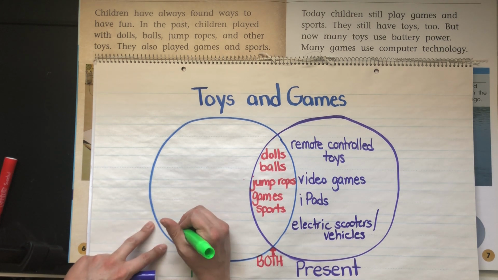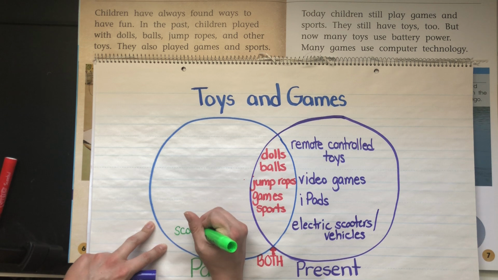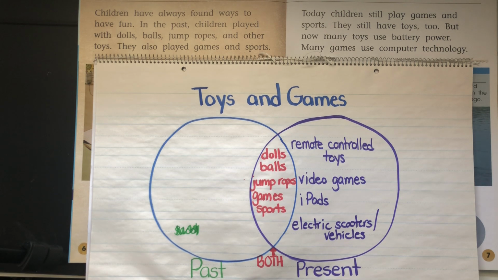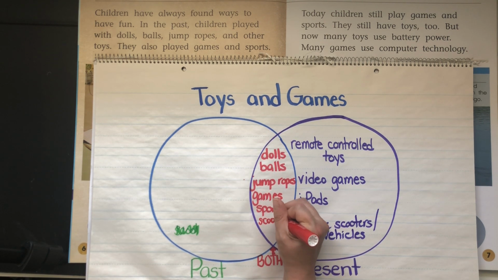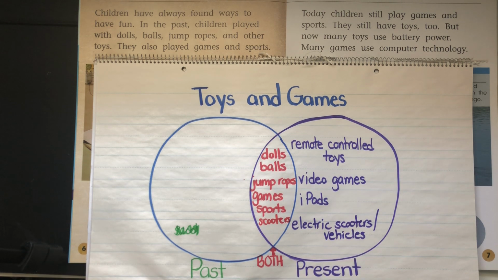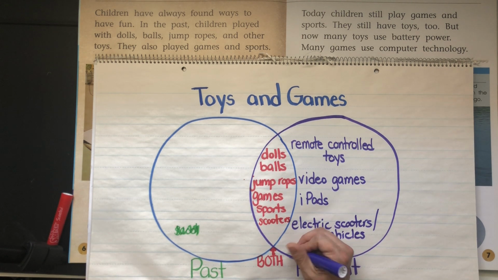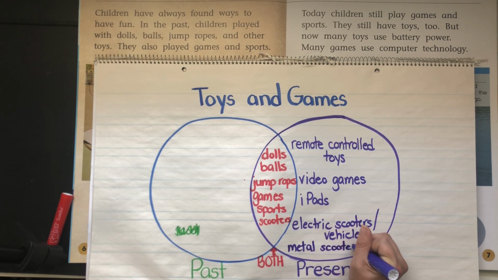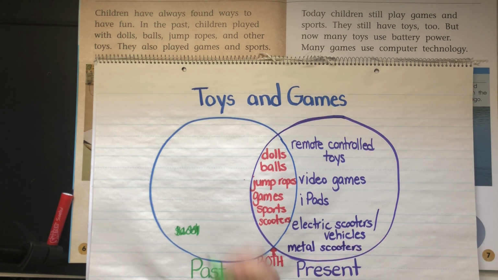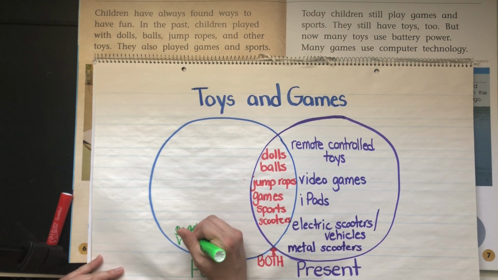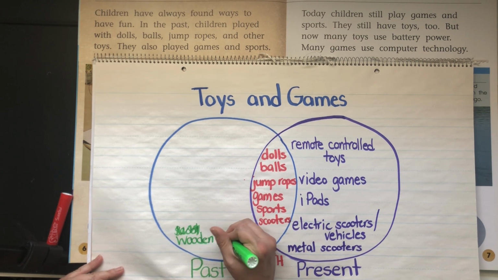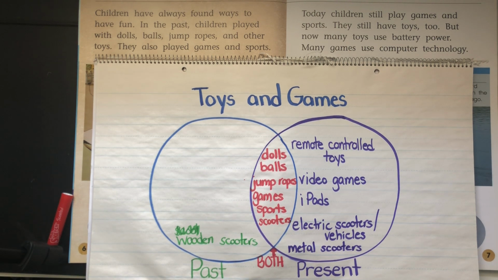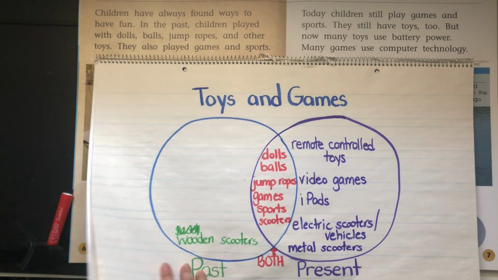And in the past, they just had regular scooters. But you have regular scooters, so come to think of it, you both had types of scooters. But your scooters are made with metal, so I'm going to say metal scooters. And in the picture, their scooters were made of wood. Metal scooters, they had wooden scooters in the past.